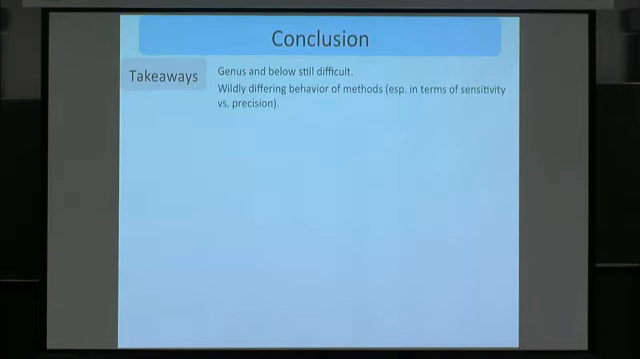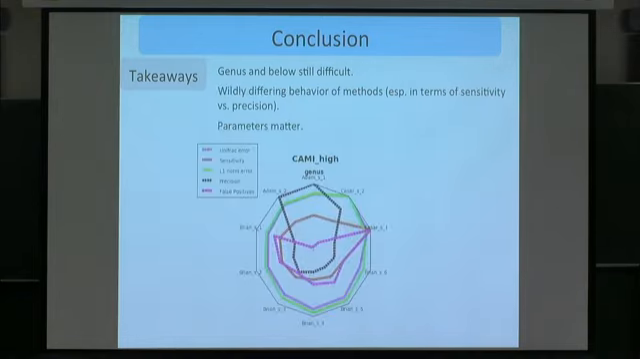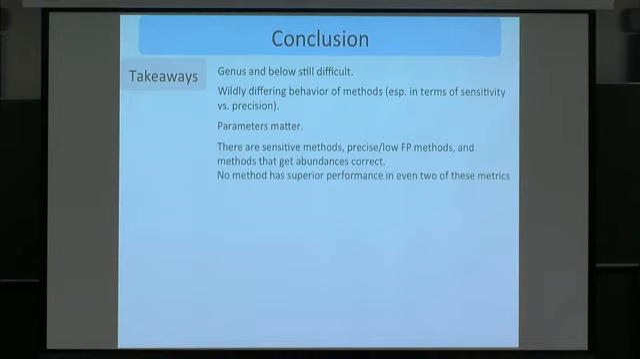Wildly different behavior of methods. Look how squiggly all these lines are. So choice of method, very important. Parameters matter, like Caesar. Look at one of the smallest false positives, change the parameter, one of the worst false positives. But we all knew parameters matter.